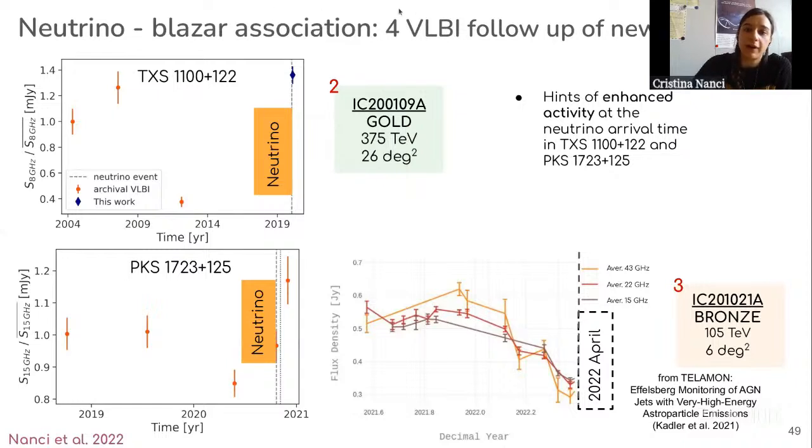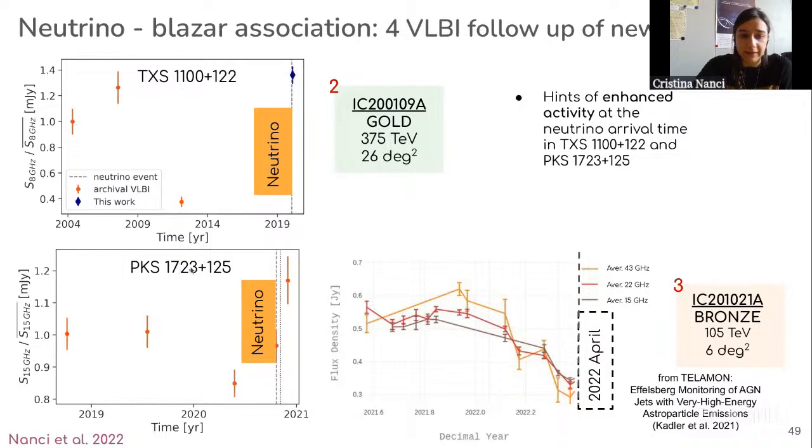In particular, we have published so far 4 VLBI follow-ups of neutrino events, for which we have collected 10 observations of 10 radio sources, and for 2 of them we have found hints of enhanced activity around the neutrino arrival time. That was consistent with what was observed in TXS 0506 and what was expected by the works by Plavin et al., published between 2020 and 2023.